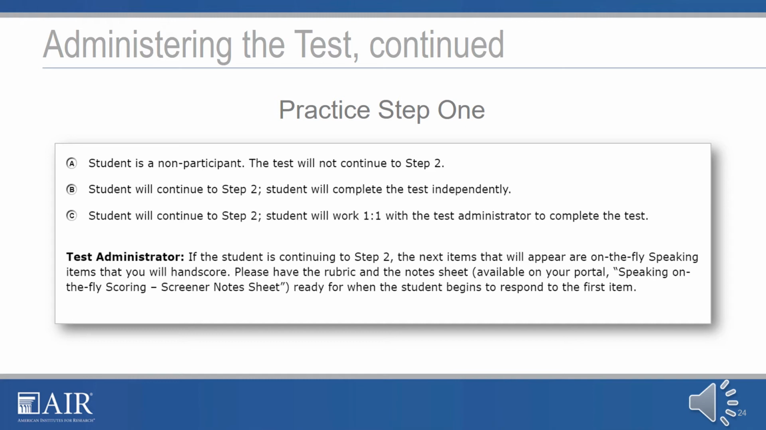If you choose option B, the student will continue on step 2. The test will continue and the student will work independently because the TA has determined that the student has the technology skills to work alone. If you choose option C, the test will continue. However, the student will work one-on-one with the TA because the TA has determined that the student doesn't have the technology skills to work alone.